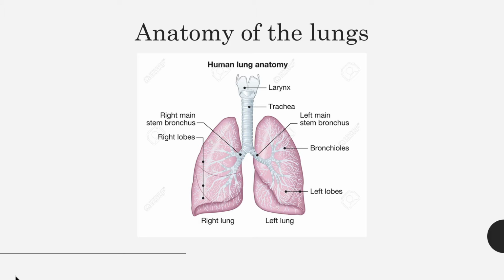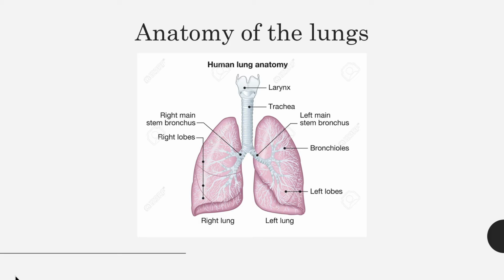When we breathe in, air enters through our mouth or nose and goes into the lung via the trachea, commonly known as the windpipe. The trachea divides into tubes called bronchi, which enter the lung as the right and left main stem bronchus and divide into smaller bronchi.